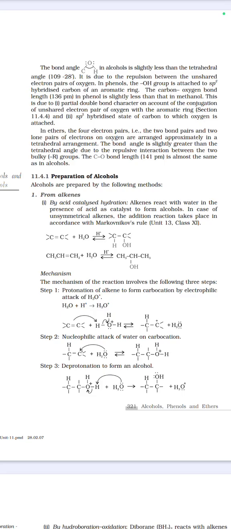In ether, the four electron pairs, that is two bond pairs and two lone pairs of electrons on oxygen, are arranged approximately in a tetrahedral arrangement. The bond angle is slightly greater than the tetrahedral angle due to the repulsive interaction between the two bulky R groups. The carbon-oxygen bond length, 141 picometer, is almost the same as in alcohol.